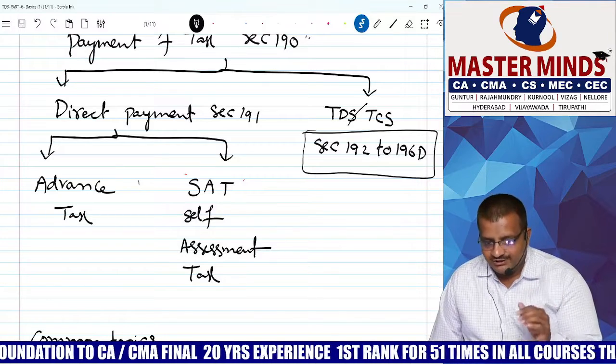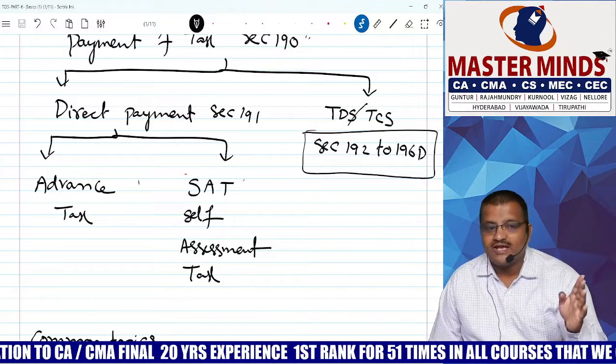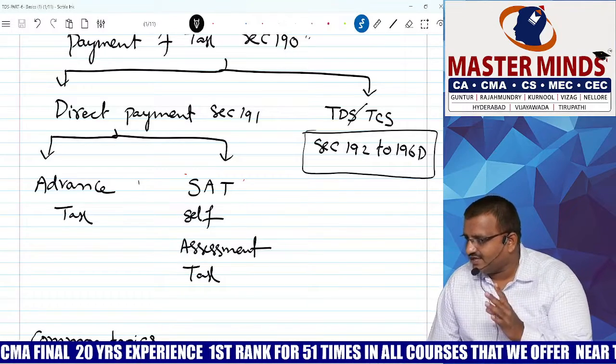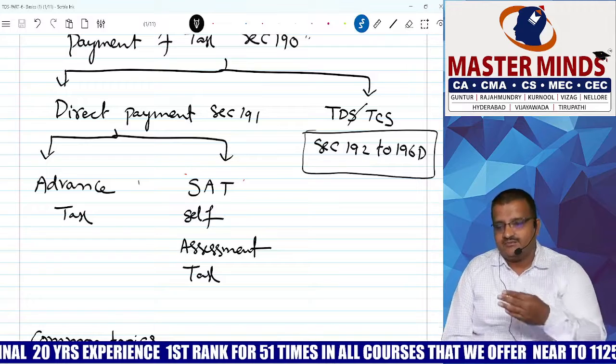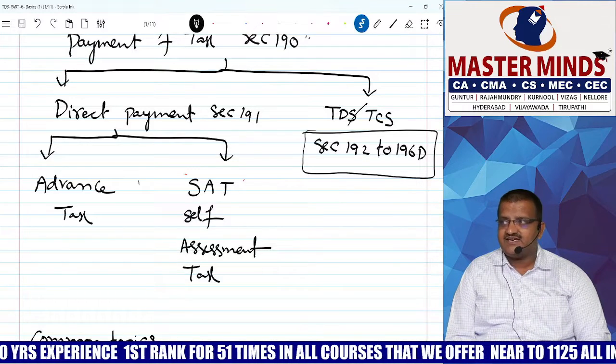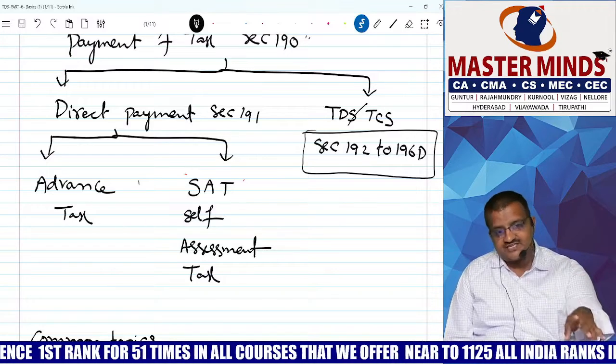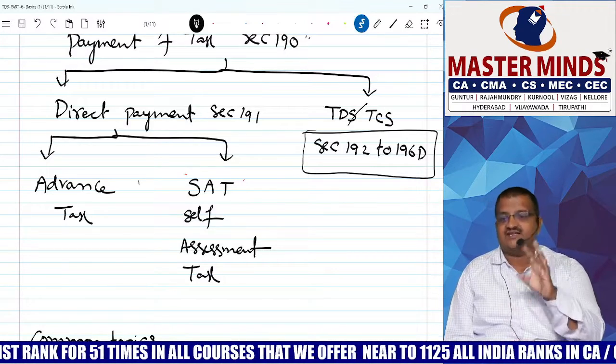Please follow. If you learn these common points, you will have a cakewalk. That means all other topics you can answer easily. Okay? Chalo. Ready, start. Number one: I said TDS rate 10%. What does it mean? Only 10%, or 10% plus surcharge plus health and education cess? That is the question.